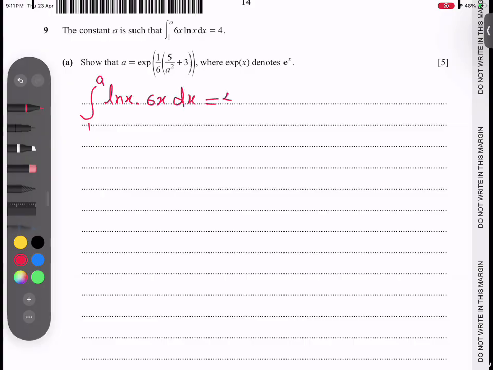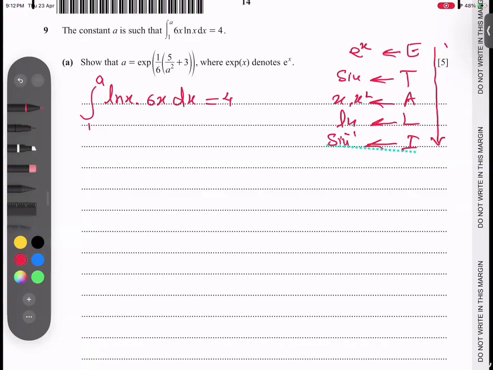You may ask the reason. The reason is here: LATE, late. E for exponential, T for trigonometry, I mean sine and cos, A for algebra, L for logarithm, and I for inverse, like sine inverse, tan inverse. So top to bottom, top is V, down is U. If logarithm is here, it is treated as U, and algebra above is treated as V. So that is why this is U and this is V.